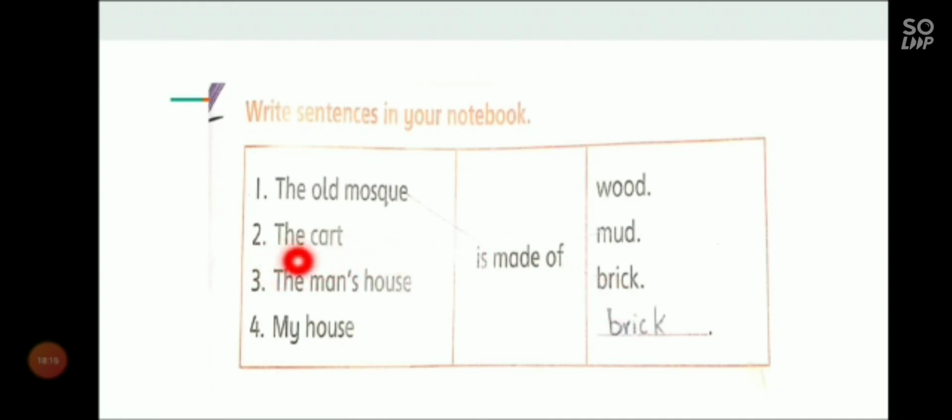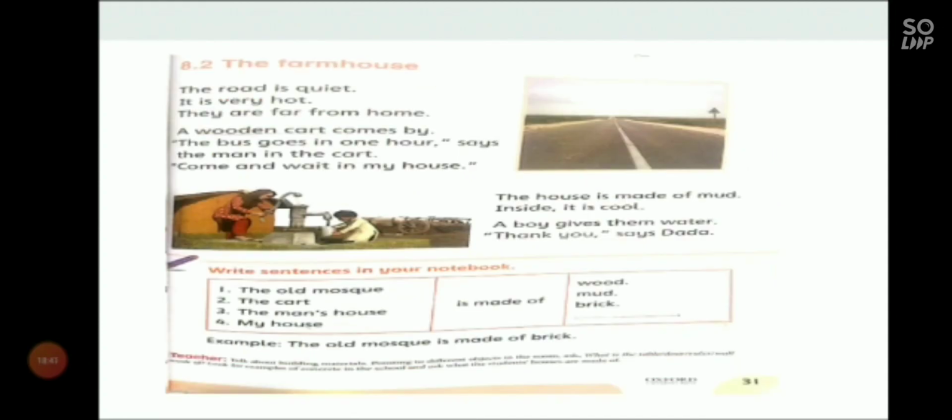Now move to number 2. You have to write the full sentence. The cart is made of. Now recall from which material the cart was made. Yes, it was made of wood. So the cart is made of wood. The man's house. From which material is the man's house built? Yes, the man's house is made of mud.